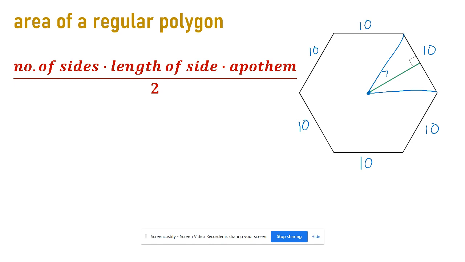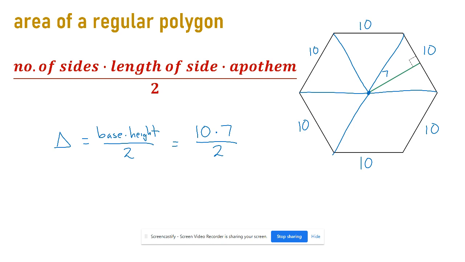And we know that the area of a triangle is base times height divided by 2. So if we wanted to find the area of this triangle I just drew, we would take 10 times 7 and divide it by 2. And then if you look some more at this, what you'll find is that this hexagon is actually just 6 identical triangles. So once you find the area of this first triangle, to find the area of the whole hexagon, all you would do is multiply that by 6.